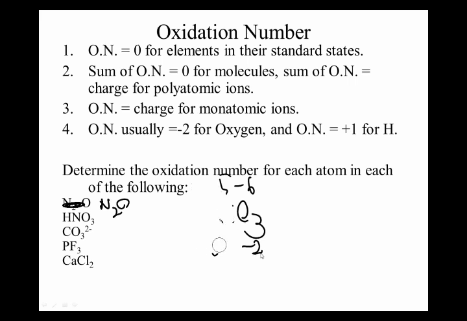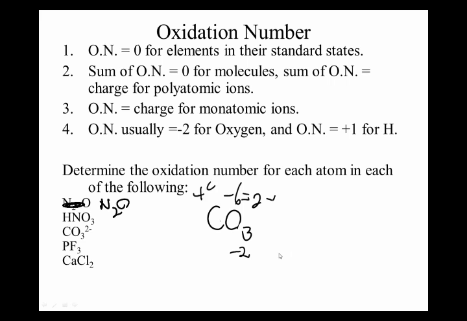Okay, next. CO3 2-, carbonate. Okay, so here's the deal. For carbonate, the charge is going to have to add up to be -2. Well, we know that oxygen is -2, so that's going to be a -6. Well, this has to be +4, so carbon is +4. Easy enough.